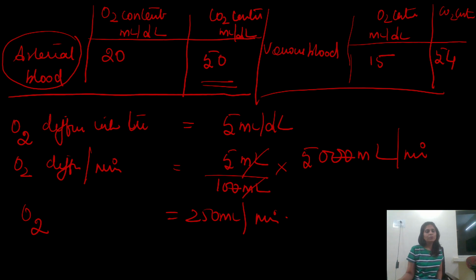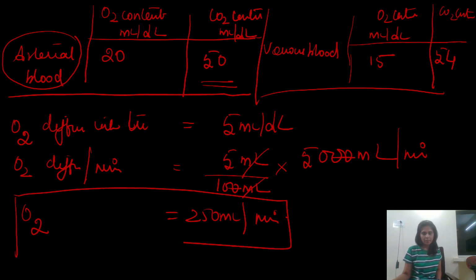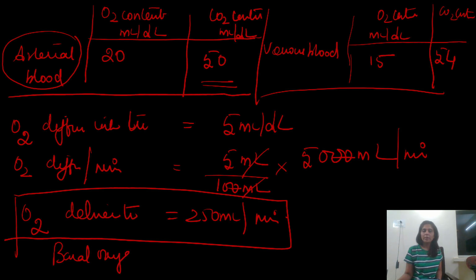This is a number which you should all remember. Oxygen delivered to tissues. This is nothing but basal oxygen requirement. This is a frequently asked question. Basal oxygen requirement means if a person is at rest, not moving, not running, ideally at rest, what is the oxygen requirement? That is 250 ml per minute.